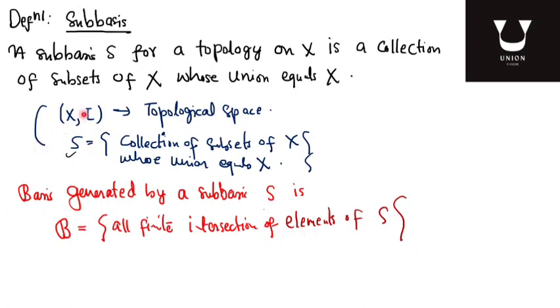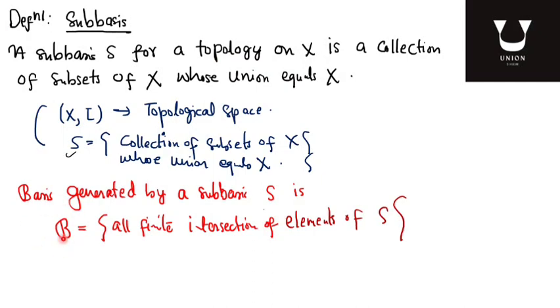You have a set S which is a subbasis. Now you collect in script B all possible finite intersections of elements of S. That is equal to the basis generated by a subbasis. But I have to further show that script B is in fact a basis, which I'm going to discuss in the next slide. Before that, I'll assume without verification that script B is a basis, and script B is called the basis generated by a subbasis S. Once I verify that script B is a basis, it will generate a topology on X.